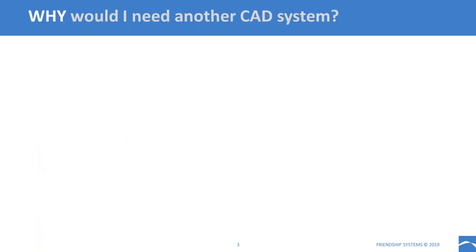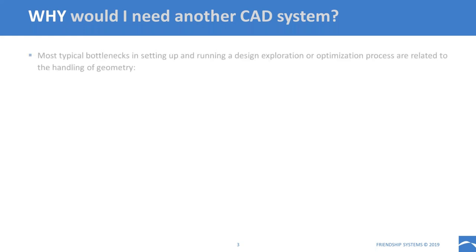So as you heard, one point about CAESES is that it is a CAD system to produce geometry variants. All of you probably are using some kind of CAD system already. So why do you need another CAD system? In our experience, most of the typical bottlenecks that people encounter when they're trying to run an automated design process are actually related to the handling of the geometry. This can be, for example, that the geometry variation fails in some way. So when changing the parameter values, the geometry cannot be regenerated or is broken in some way. That's very typical.